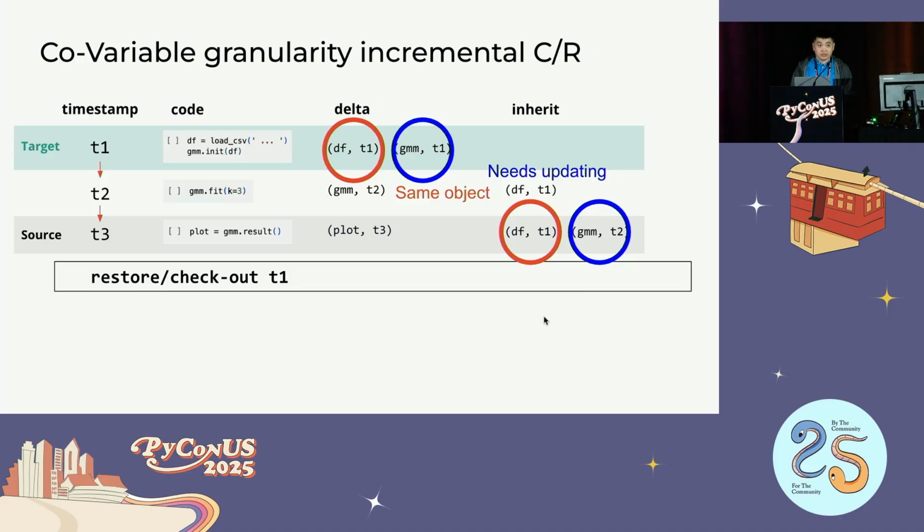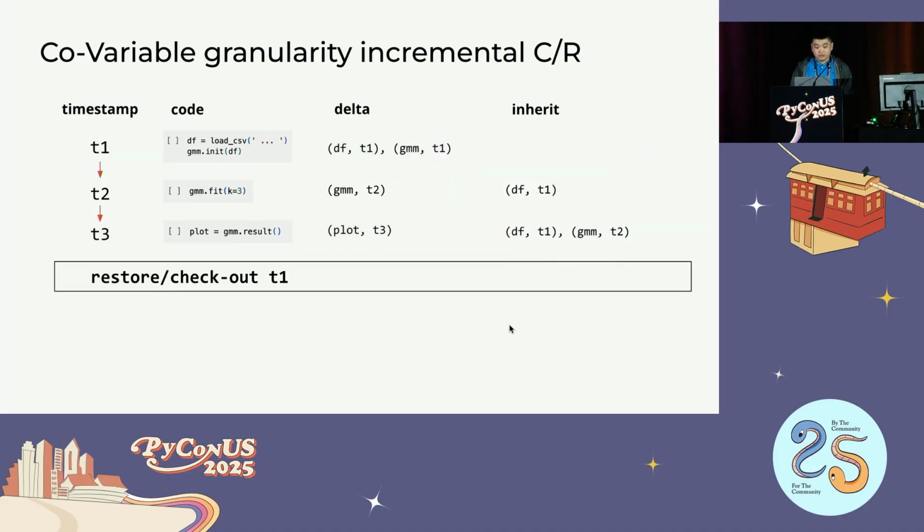Then after checkout, in Git-like fashion, new cell executions will be stored into a separate branch, like here cell T4, which fits the GMM model with different parameters, which will create similar deltas and inheritances.